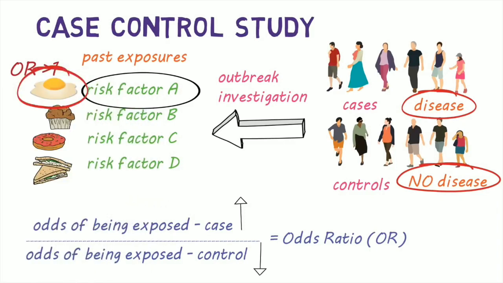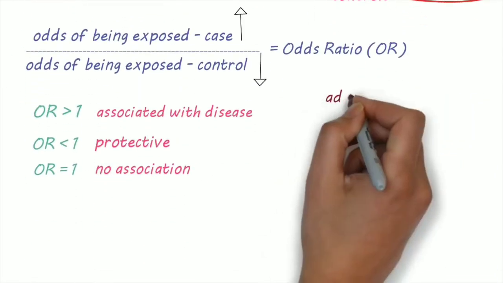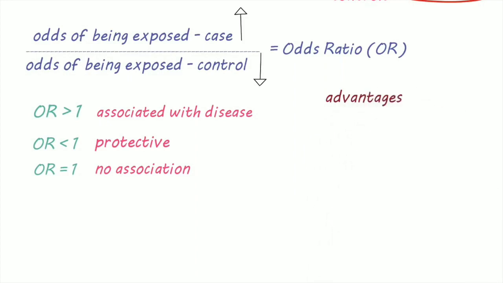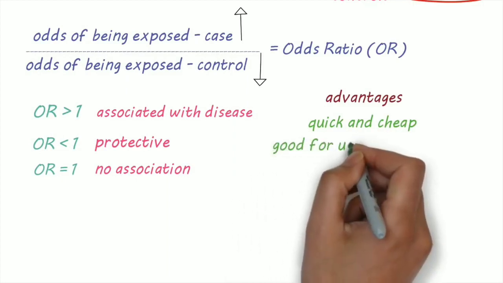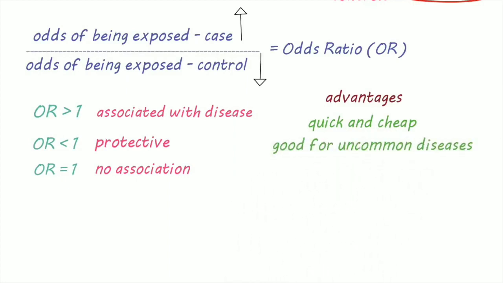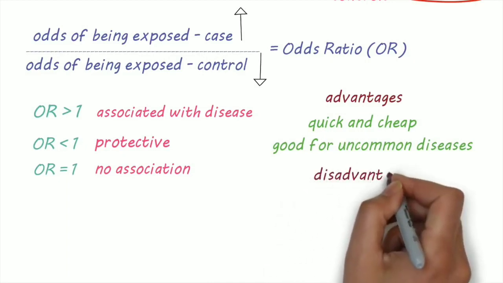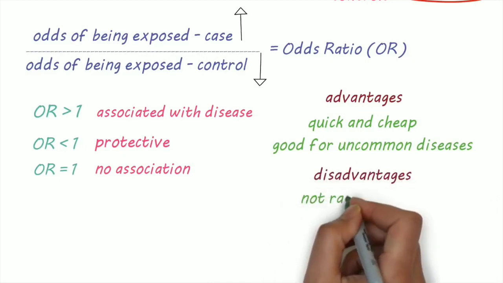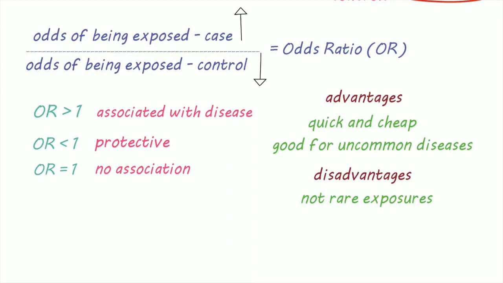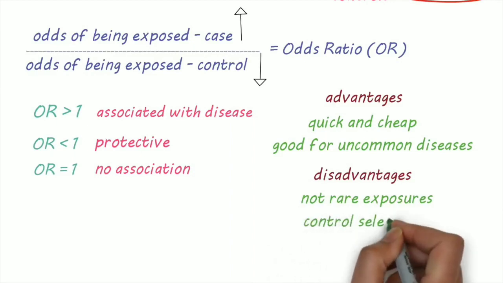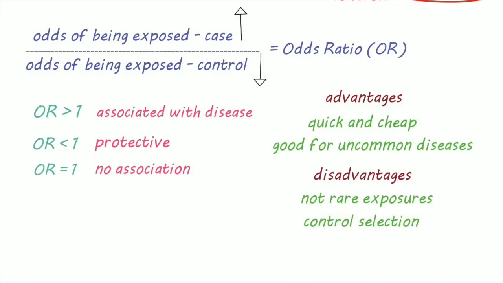A major advantage of a case control study is that they're often quick and cheap to do. Also, because they start off with cases, it can be used to study uncommon diseases. However, because these studies involve small numbers, they're not good to study rare exposures. One of the challenges in a case control study is to find suitably matched controls. Also, because studies ask about exposures in the past, people might not be able to recall their exposures accurately.